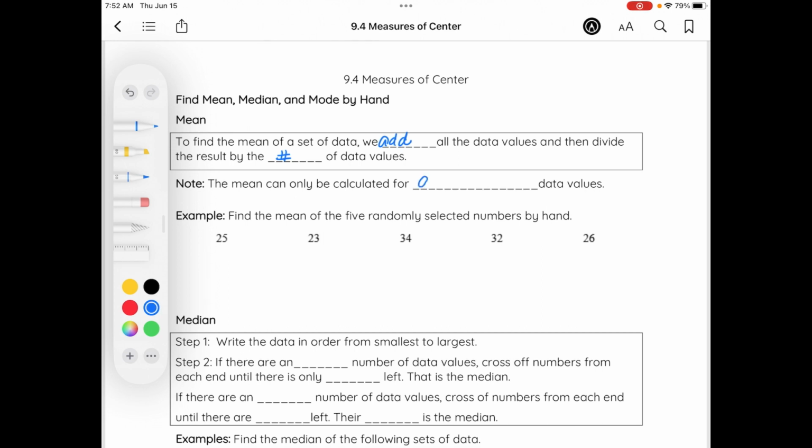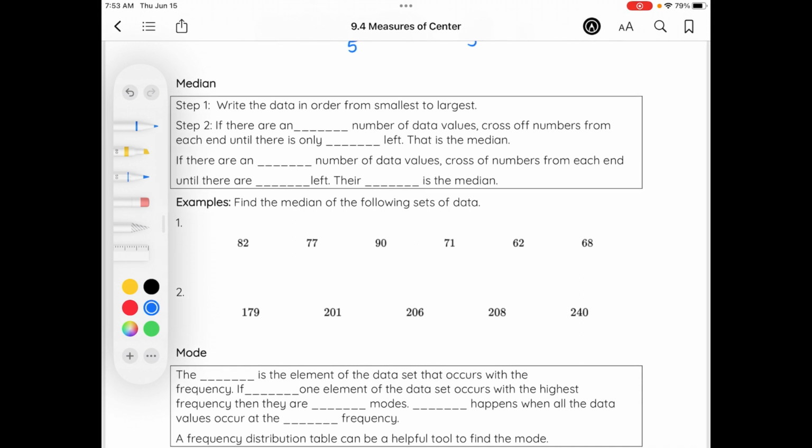The mean can only be calculated for quantitative data. So we can't use qualitative data when finding the mean. So if I wanted to find the mean of these 5 randomly selected numbers by hand, I would start by adding all of their values together, and then dividing by 5. When I add them all together, I have 140 divided by 5, which of course gives me 28 when I put that into my calculator.